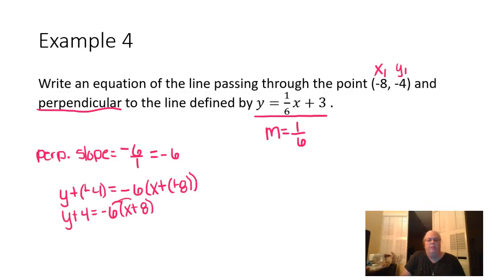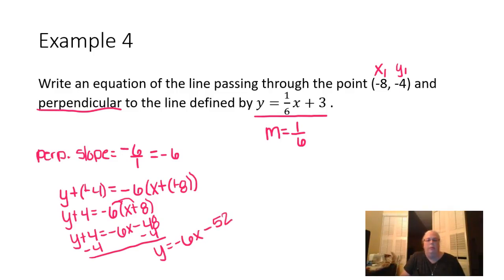Let's distribute the -6 into the parentheses. Y plus 4 is going to be equal to -6x minus 48. And if I subtract 4 from both sides, we find that y is equal to -6x minus 52. And there it is in slope-intercept form.